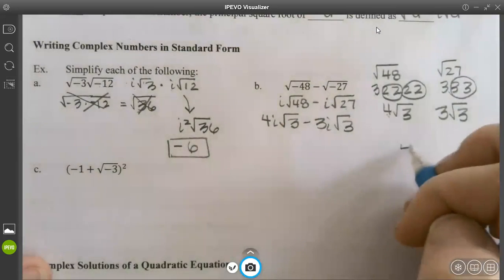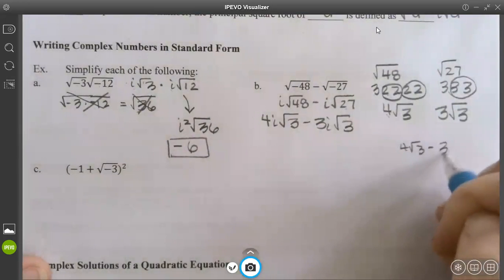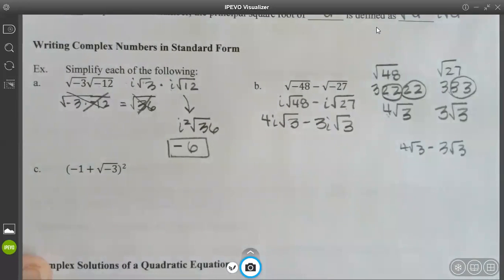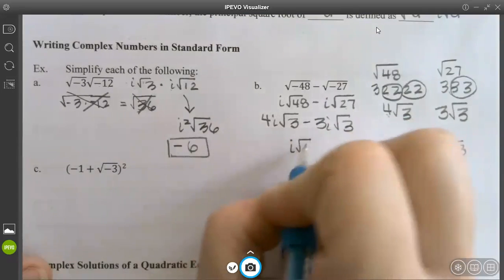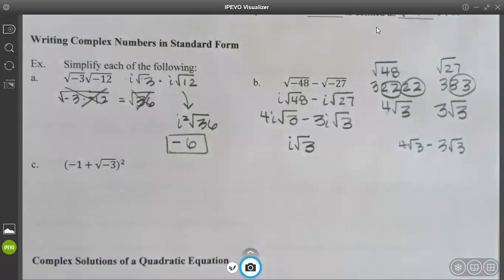So if I just had 4 square root of 3 minus 3 square root of 3, what would I get? 4 apples minus 3 apples is? So what am I going to have? Square root 3. This one is going to be 1 square root 3. So 2x minus 3x, 4x minus 3x, anything like that is going to be the same.